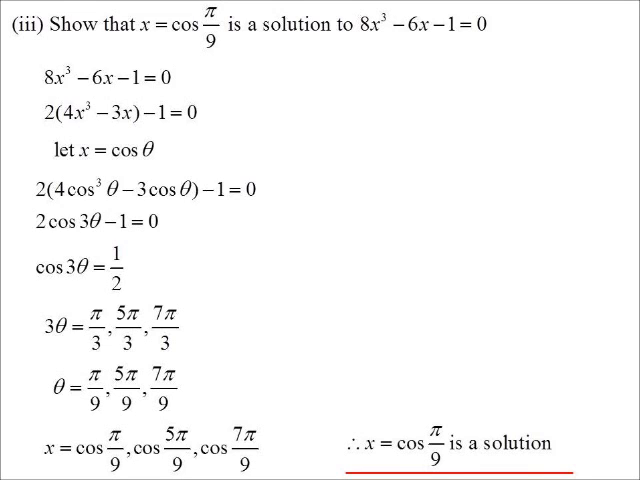Another way you could do that, I suppose, because it is a show that question, you could substitute in cos pi on 9 and work that one out if you happen to know the exact value of cos pi on 9. Yes, you could use that backwards. Yeah, that's true. Okay.